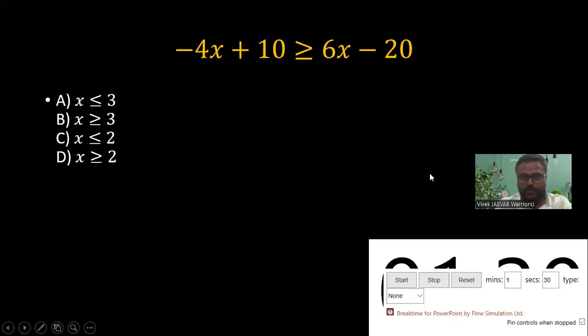Let's move on to the next question. I'll be solving this one more and then the ball will be in your court. Let's start solving it. So, Anjay, what shall I do first? Put the same terms together. Okay. Shall I subtract 6x from both the sides?